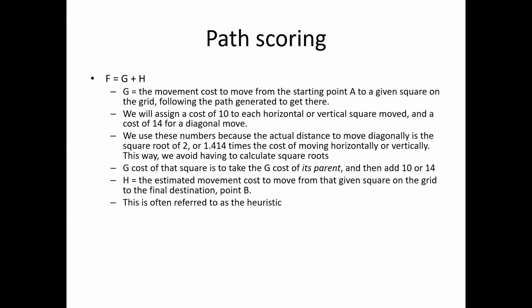For every node that you expand, you calculate three numbers. These are called the F, G, and H numbers. The pseudocode basically is that F equals G plus H for every node. So what's G? G is the movement cost to move from the starting point A, following the path generated to get there. So G is basically the cost from the start node to the current node.